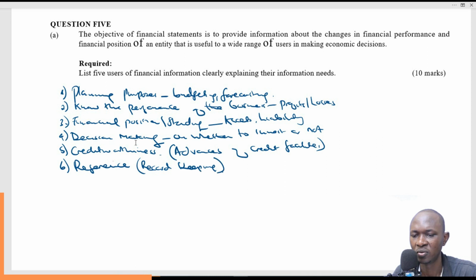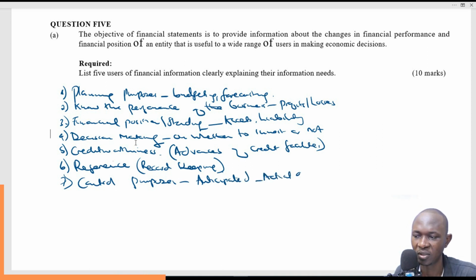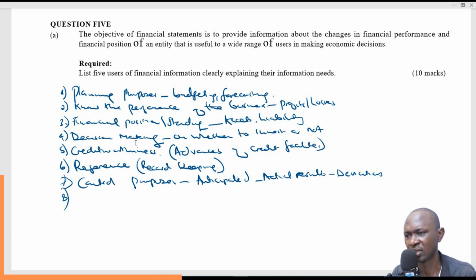And it can also be used for control purposes, especially where we try to get the relationship between what we had anticipated and the actual results. We have the expected versus the actual results. If any deviations exist, we take the necessary corrective measures in time. That's also one of the purposes of accounting. What else can we mention? There are so many. Let's just work with this, but there are quite a number.